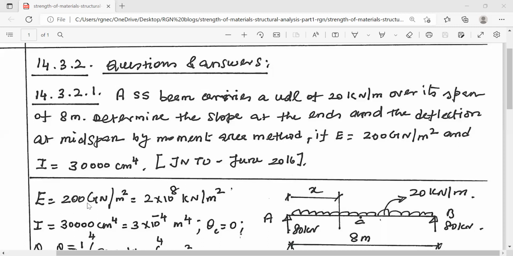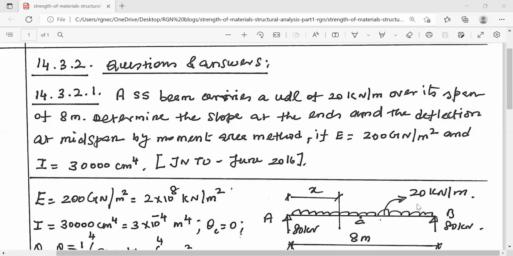E is converted into kilonewton per meter square. It is 2 into 10 power 8. Similarly, moment of inertia is converted into meter to the power 4 because the dimensions are in meters. All the units have to be consistent.